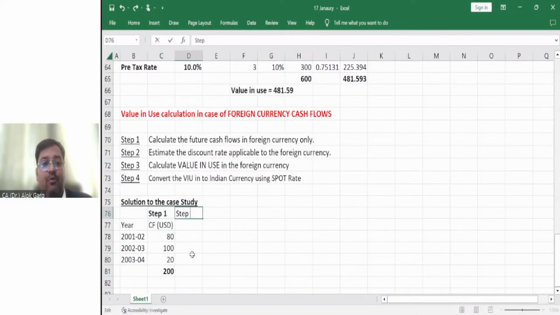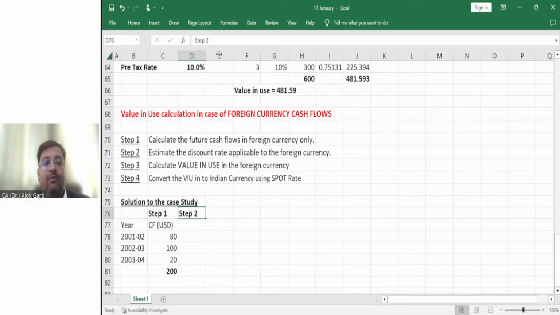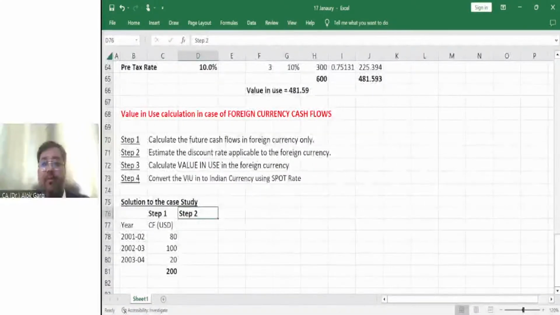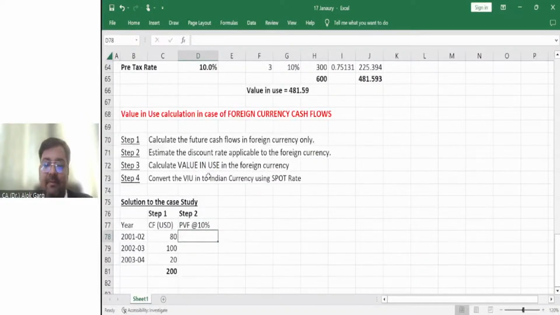What is your step number two? Your step number two is to apply the discount rate applicable to the foreign currency. So you need to compute the present value factor at the rate of 10%, which is your discount rate in USA. What is your present value factor, guys? 1 divided by 1.1. Again, this divided by 1.1. Again, this divided by 1.1. It will give you a present value factor.